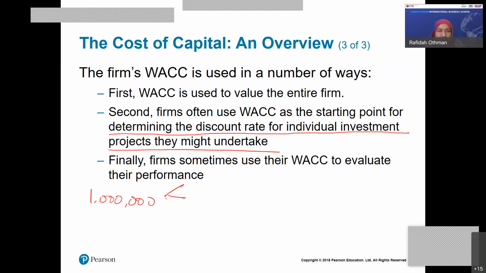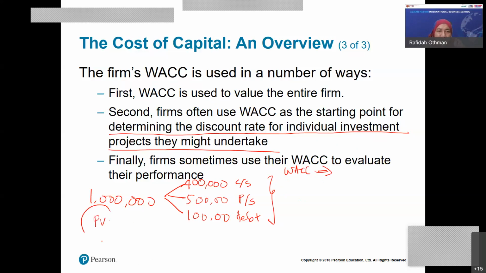So if this were financed with 400,000 of common stock, 500,000 of preferred stock, and 100,000 of debt, right? The WACC for this is the basis of calculating the present value of the project.